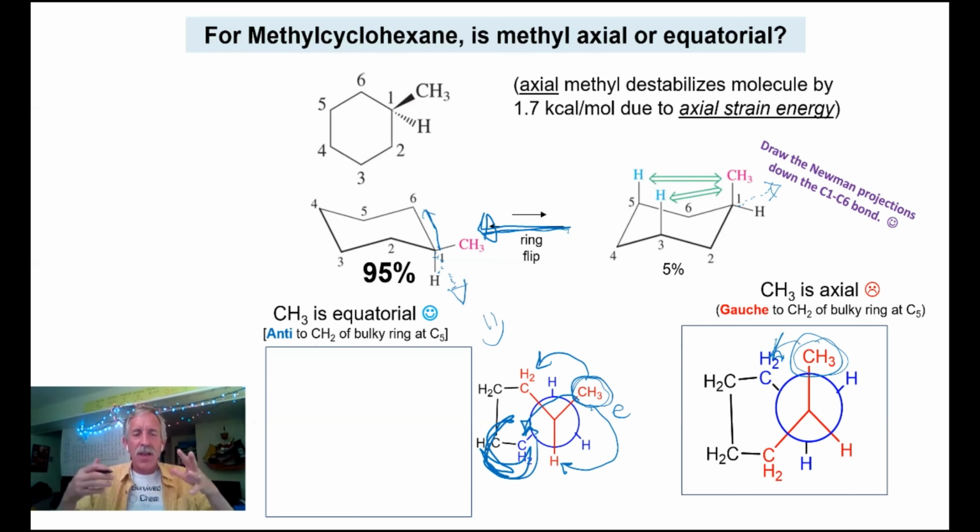So what if I did have other groups, or what if this really does bump into other things on the ring? These hydrogens here, these blue ones, notice it's gauche to these. That's not good either, especially if these start becoming CH3s. What are we going to do about all this?